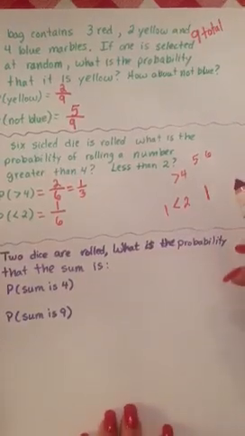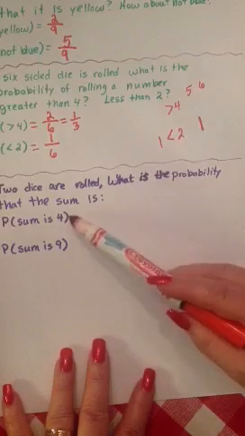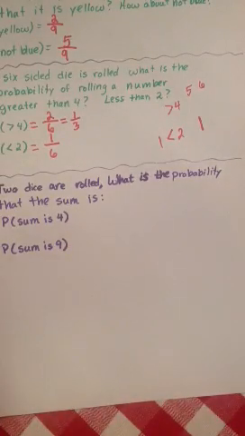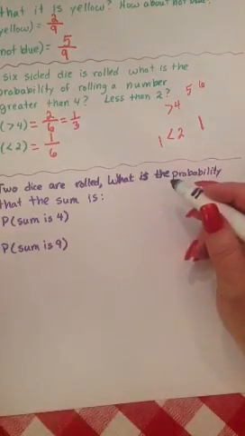All right, next it says 2 dice are rolled. What's the probability that their sum is 4 or their sum is 9? All right, now you do not have to do this every single time, but just for illustration purposes, I'm going to list all the possibilities that you could have when 2 dice are rolled.